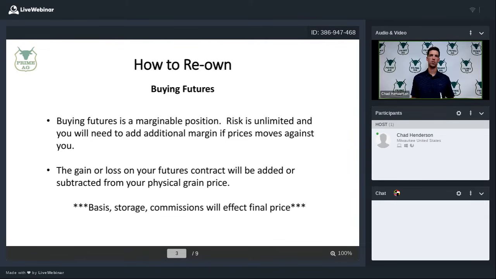And then the gain or loss on the futures contract side of things will be added or subtracted to your physical grain price. And then keep in mind, basis, storage, commissions will all affect your final price. As we go through these examples, we are just referencing futures prices to keep everything simple. But again, keep in mind your basis, etc.